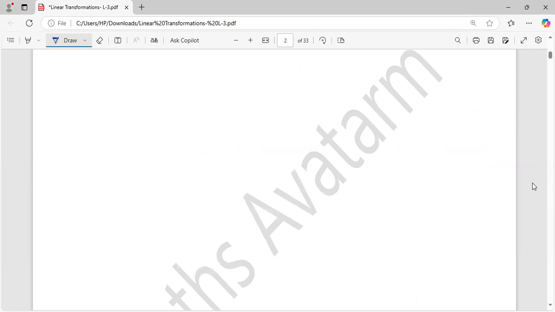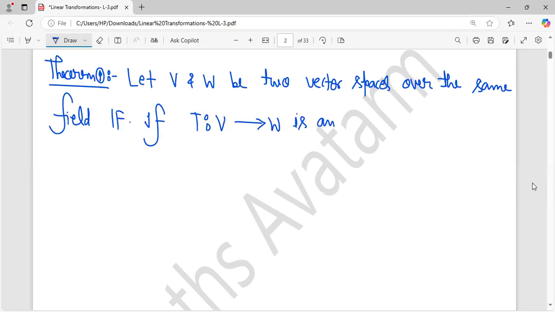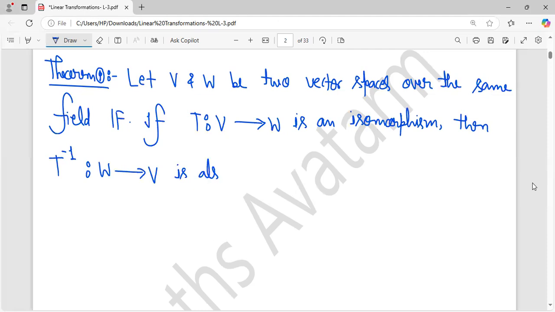So, Problem 1. Let V and W be two vector spaces over the same field F. If T from V to W is an isomorphism, then T inverse from W to V is also an isomorphism.